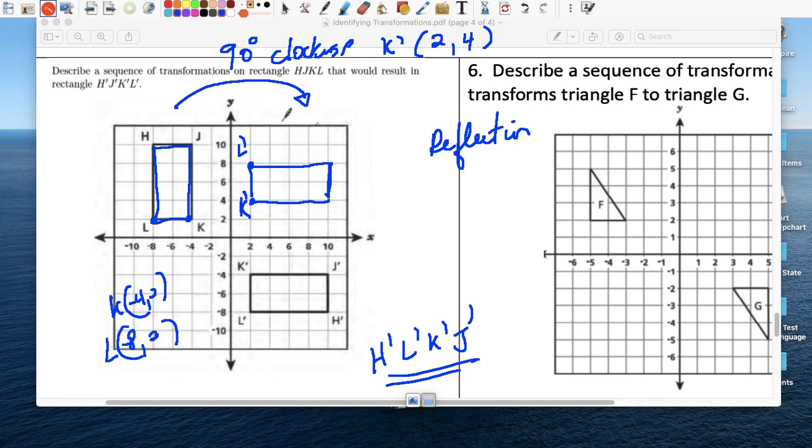Now, the first one is a rotation, and now is this a reflection? Well, let's look. Is point K 2 units away from the line of reflection? Yes. Is point K prime 2 units away from the line of reflection? Is point L 8 units away from the line of reflection? Sorry, it's counting by 2s. And then point L prime, is it 8 units away also? So notice that this is J prime, and this would be H prime. So that works. It's a 90 degree clockwise rotation and a reflection over the x-axis.